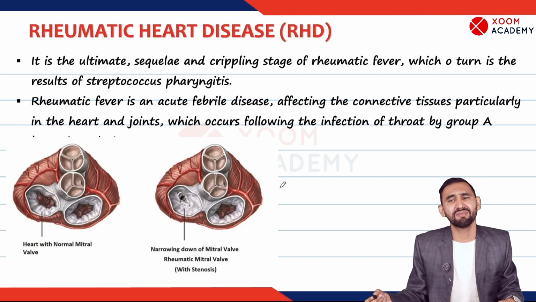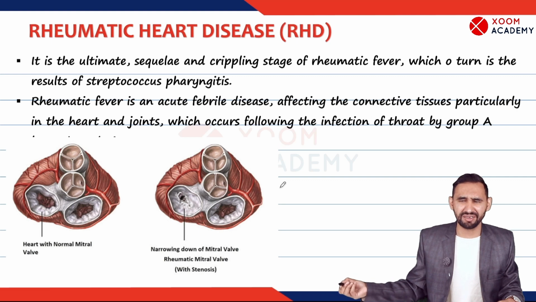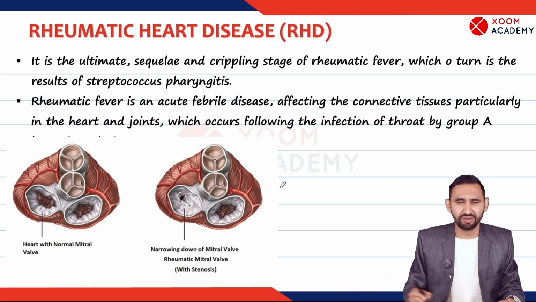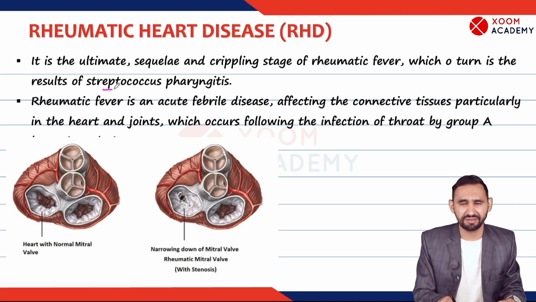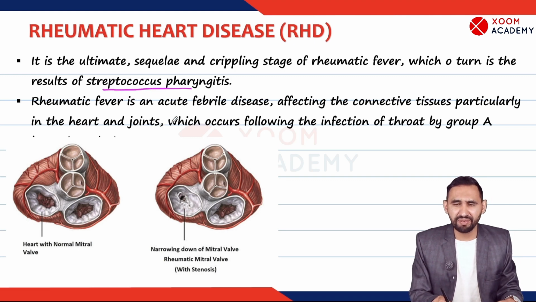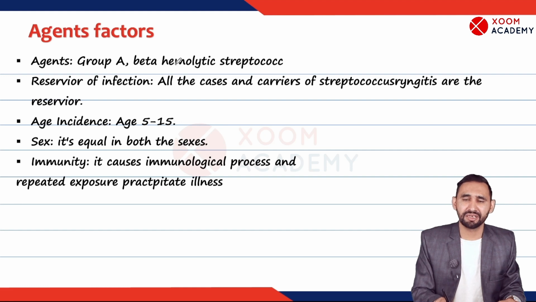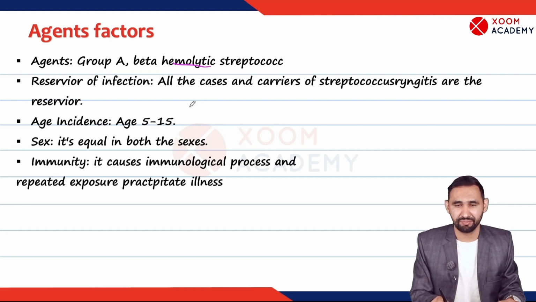Now we'll discuss rheumatic heart disease. What is rheumatic heart disease? It's a sequel of rheumatic fever due to Streptococcus pharyngitis infection. Rheumatic fever is an acute febrile illness. Fever proceeds towards rheumatic heart disease. Heart valves are involved. Beta hemolytic streptococci are the causative agents.